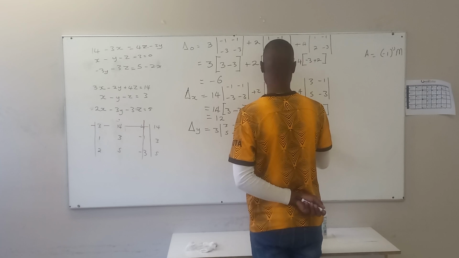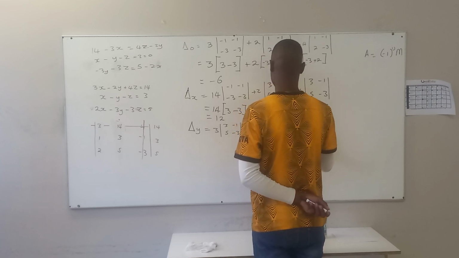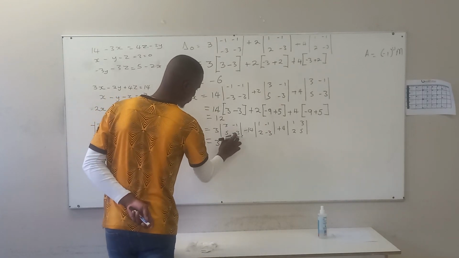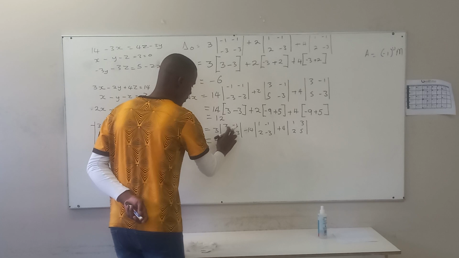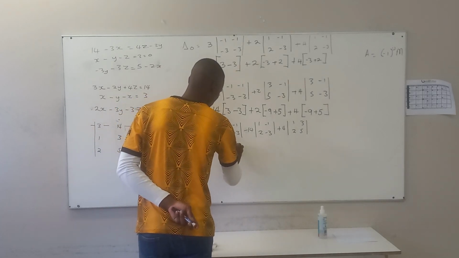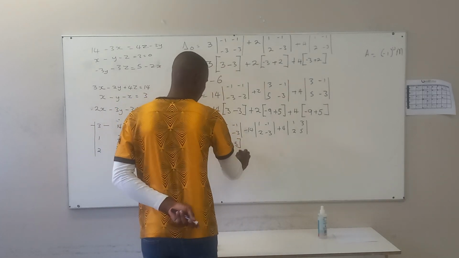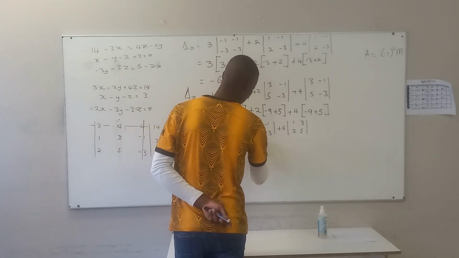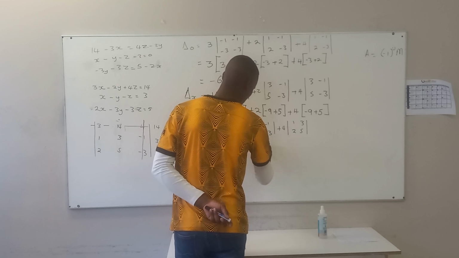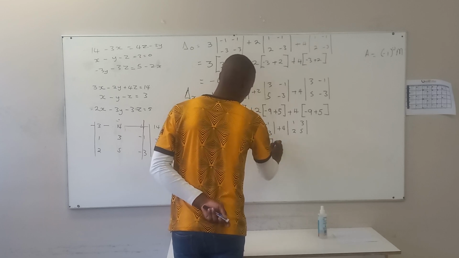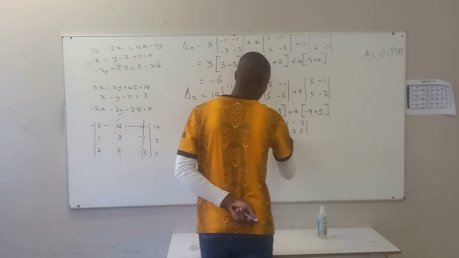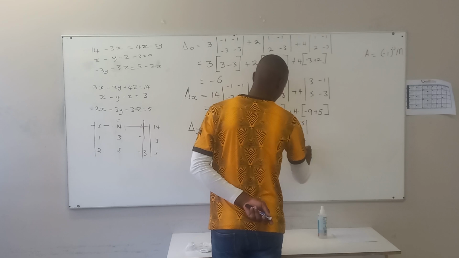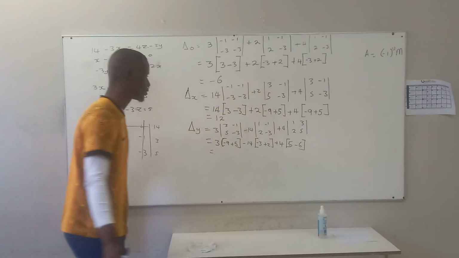1, 2, 3, then 5. 3 into this one and this one is negative 9. This one and this one is positive 5. Minus 14, this one and this one is negative 3. This one plus 2. Plus 4, 5 minus 6. Then what is the value of delta y?